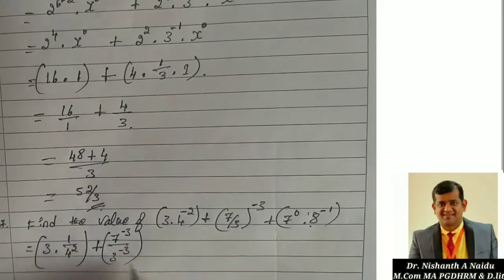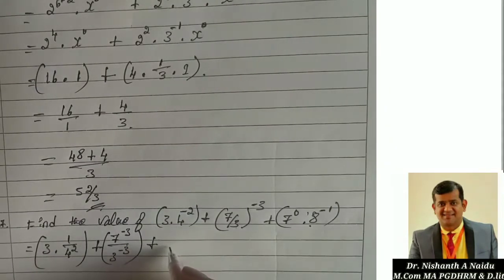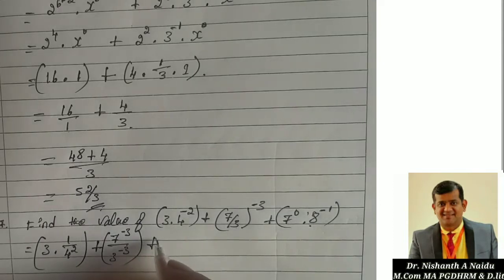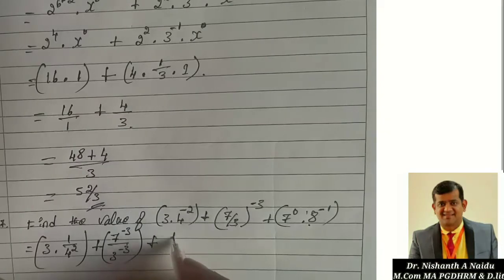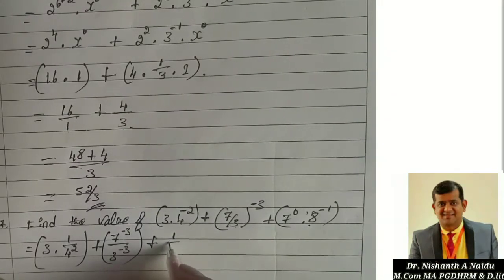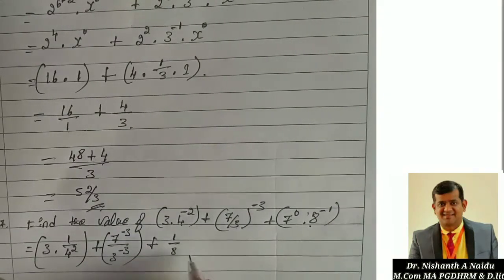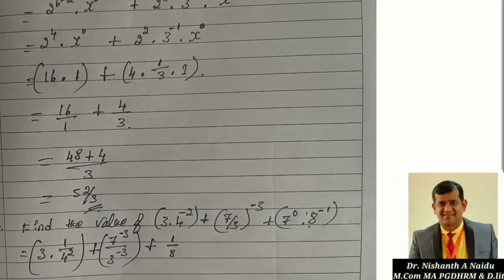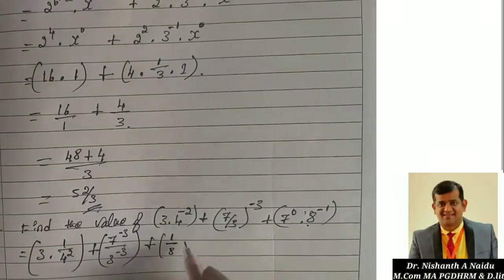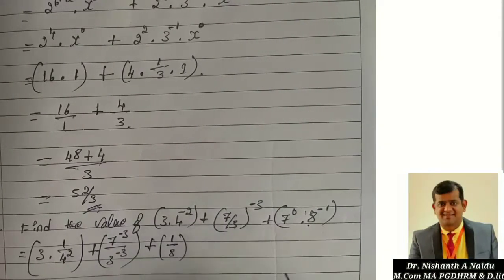Okay. Then take plus 7 to the power 0 into 8 to the power minus 1. Correct. 8 to the power minus 1. So 7 to the power 0 is always equal to what? 1. Correct. So 1 divided by, since it is a minus 8, so that is 8. Okay. 1 divided by 8. 7 to the power 0 is equal to 1.